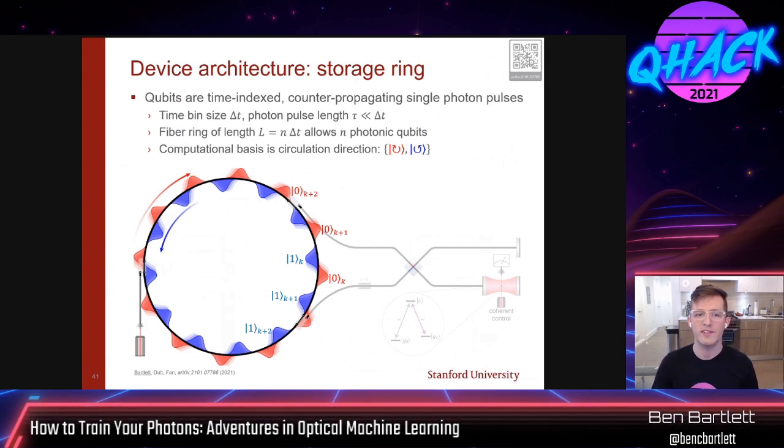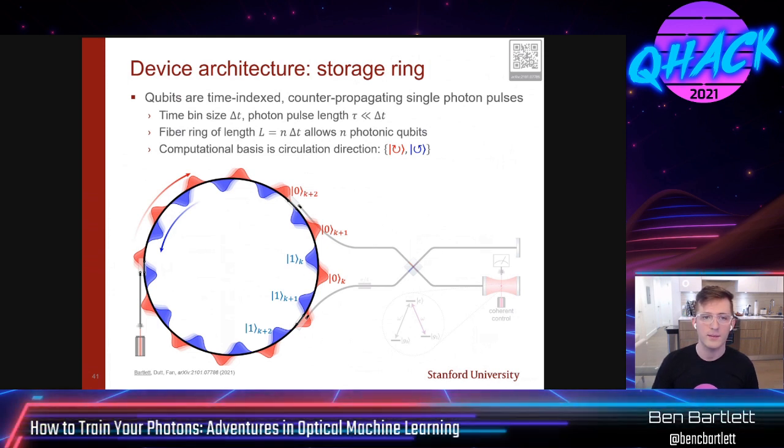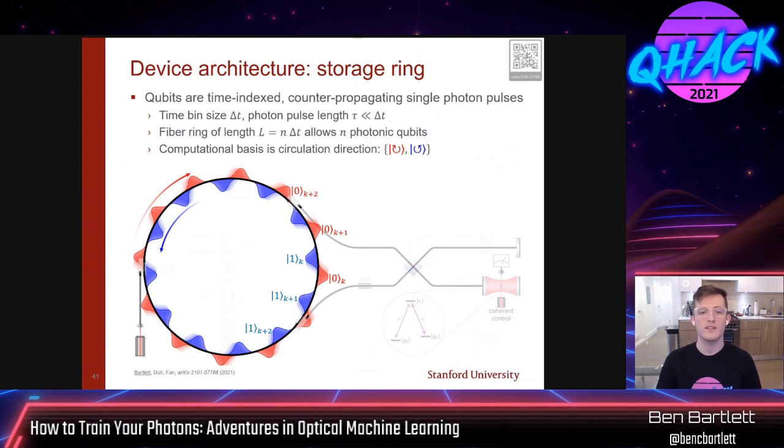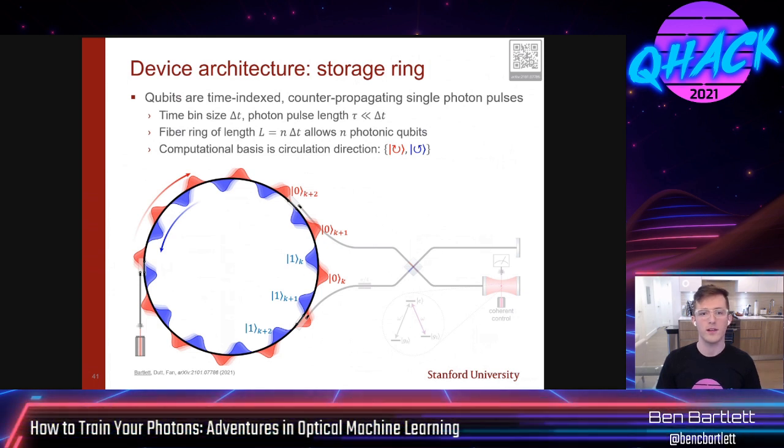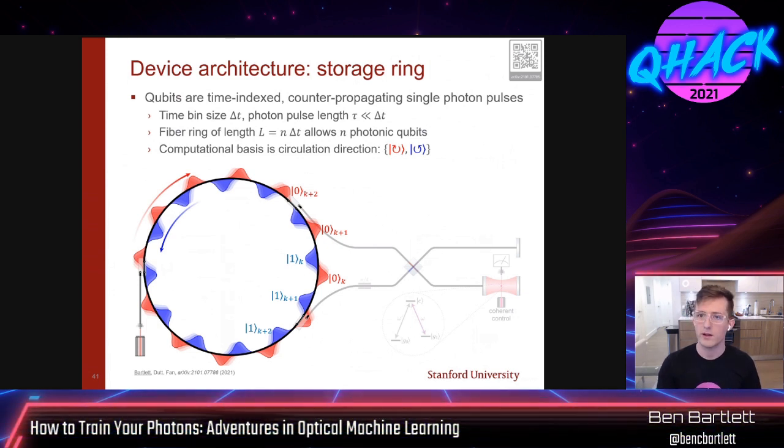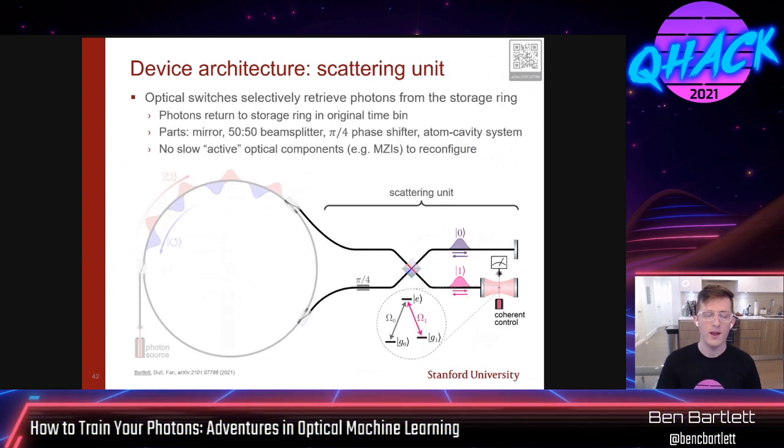And then if you have a fiber ring that has a length n times delta t, it allows for n photonic qubits to be stored. The computational basis, whether each photon is in the 0 state or the 1 state, is represented by the circulation direction, so whether they're clockwise or counterclockwise. The other part of the device is the scattering unit.